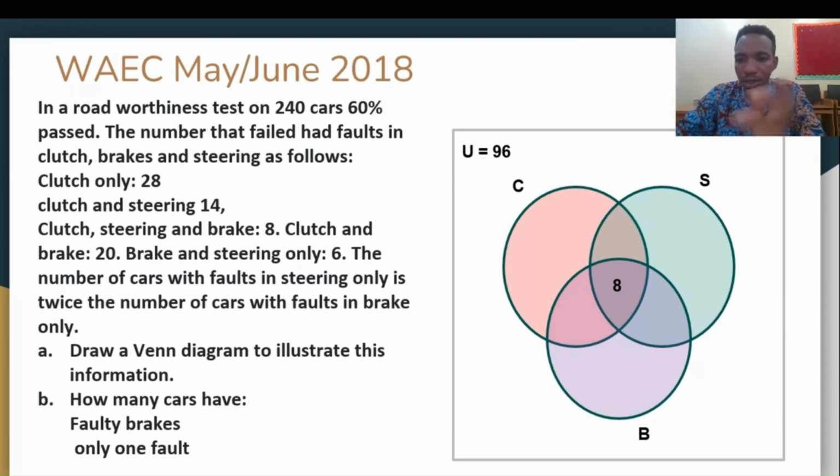So now let's go to this region. We have clutch and steering. He said clutch and steering is 14. Naturally, you will be inclined to put 14 here, but because they didn't say only, you have to subtract the 8 that are there, because this 8 is also part of the 14. So here, you're going to have 14 minus 8. Then clutch and brake: there are 20 people having clutch and brake. So 20 minus 8, good. But if you look at brake and steering, they said brake and steering only is 6. So we don't need to subtract anything, because they have put the word only there. So we are just going to put 6 just as it is.